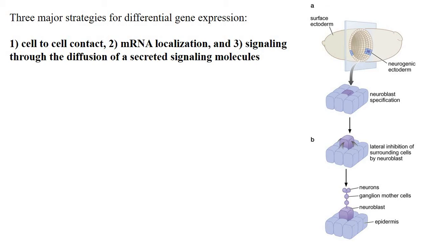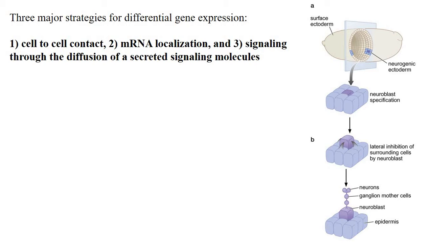Okay. There are three major strategies for differential gene expression when we're talking about development and differentiation. These three strategies are cell-to-cell contact, mRNA localization, and signaling through diffusion of a secreted signaling molecule. I'm not going to talk about the third today, because we have already covered this when we talked about signal transduction.